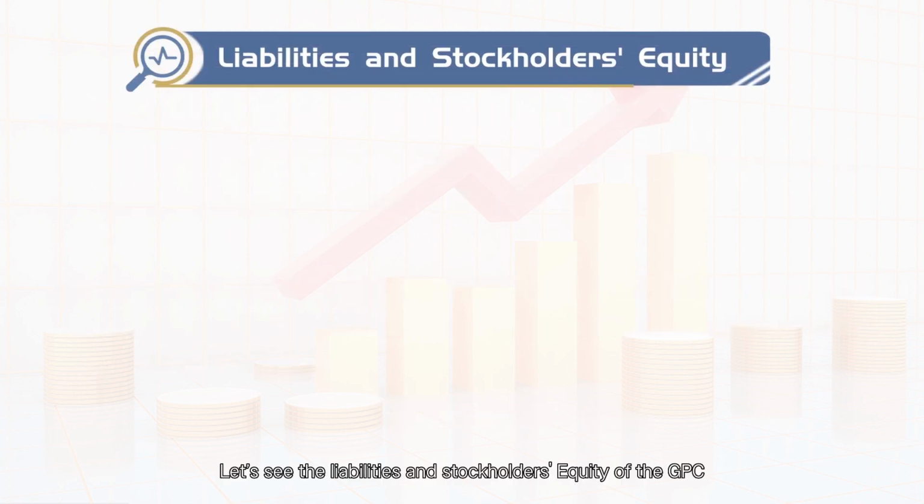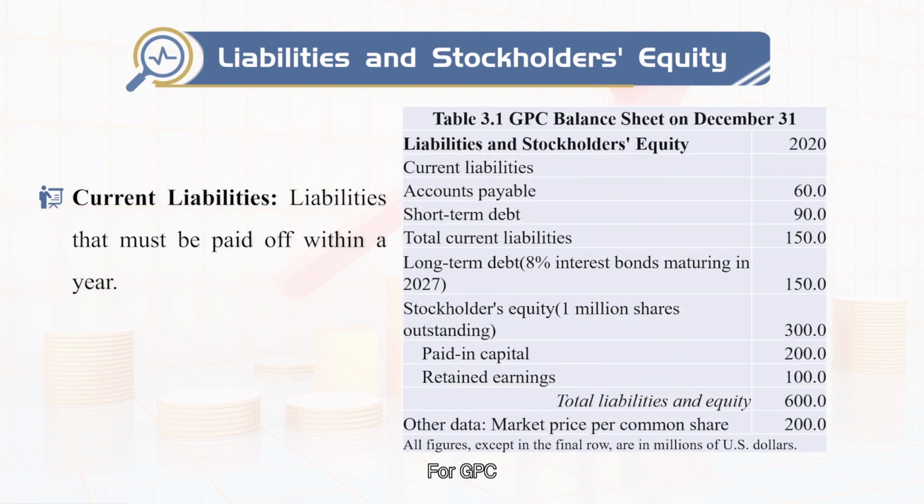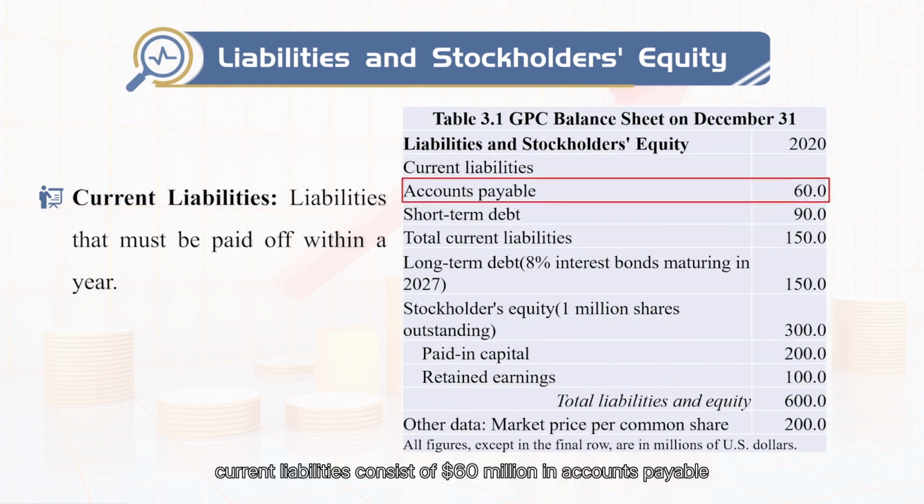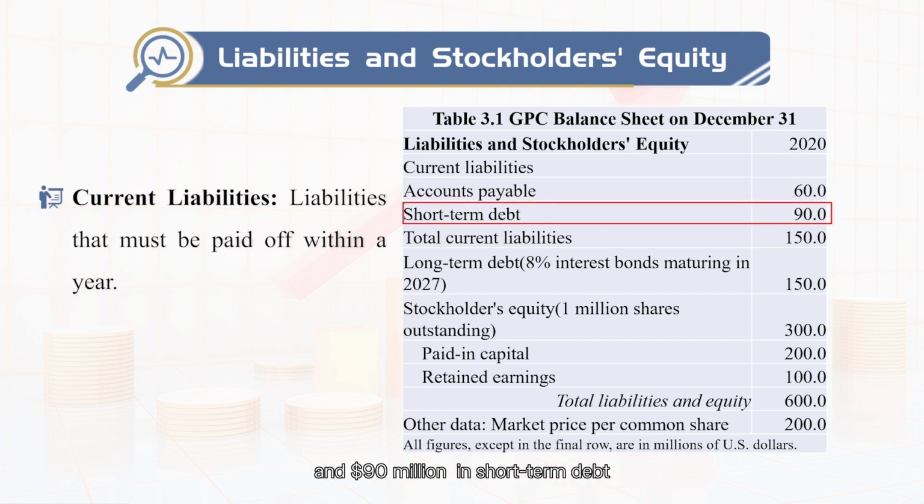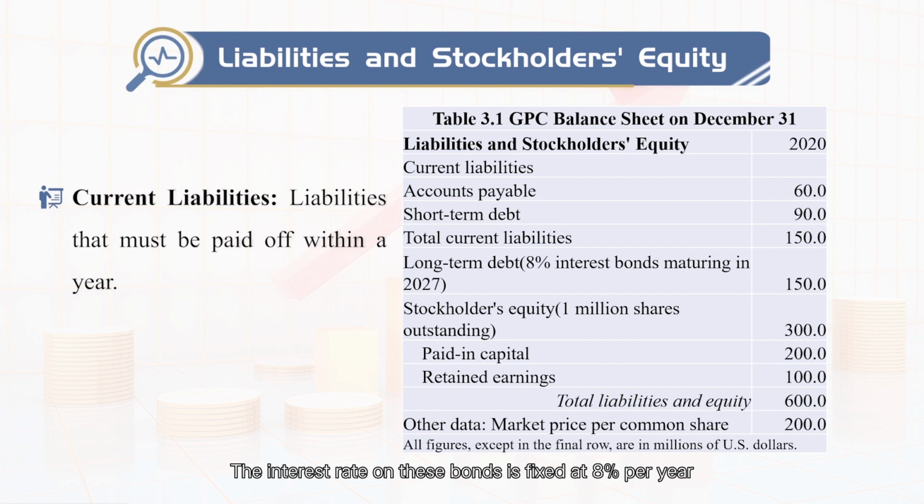Let's see the liabilities and the stockholders' equity of the GPC. Liabilities that must be paid off within a year are called current liabilities. For GPC, current liabilities consist of $60 million in accounts payable, which is the amount owed to its suppliers, and $90 million in short-term debt. The next one, long-term debt, consists of bonds with a face value of $150 million maturing in 2027. The interest rate on these bonds is fixed at 8% per year.